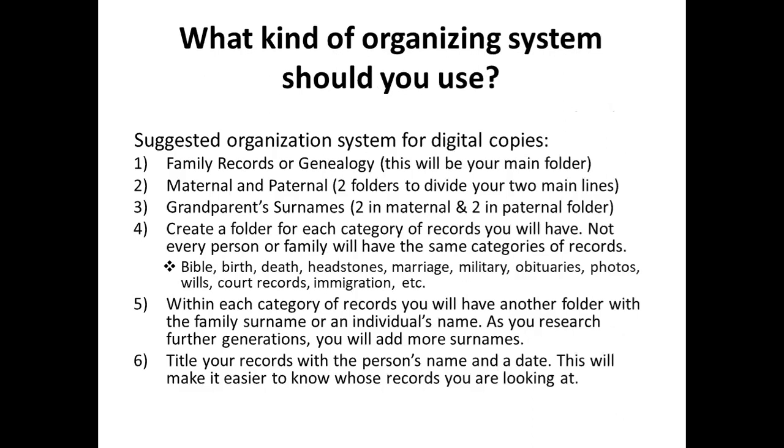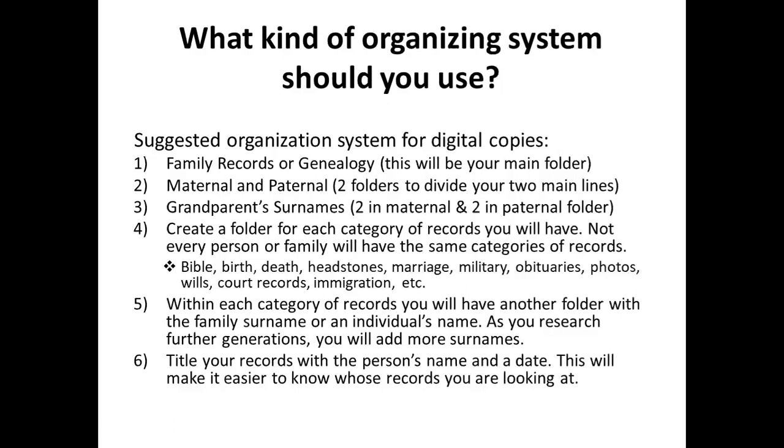Typically your main folder will be titled something to the essence of family records or just genealogy. You might have it titled your surname. And then within that, you want at least 2 folders to divide your 2 main lines, your maternal and your paternal line. And then within these, you would branch out further and have your grandparents' surnames. That way you have 2 folders in each of your maternal and paternal folders.